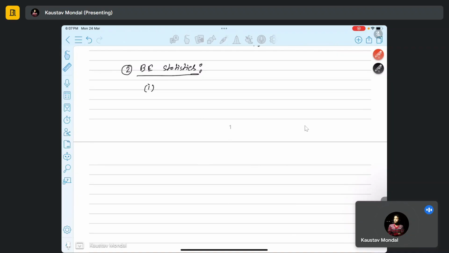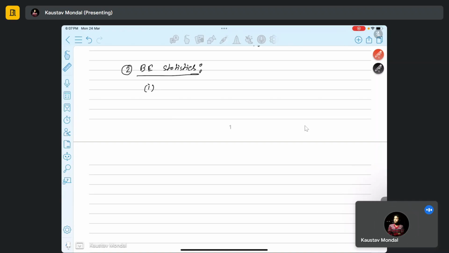These particles generally are identical to each other. So that means these are indistinguishable. You cannot distinguish between them. And here also, one energy state can be occupied by multiple particles. Multiple means more than two or three particles; any number of particles can occupy the same energy state. So that means the Pauli exclusion principle is not applicable for the particles that obey this statistics.